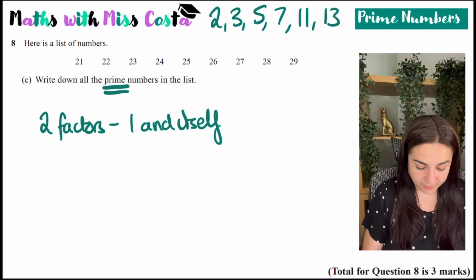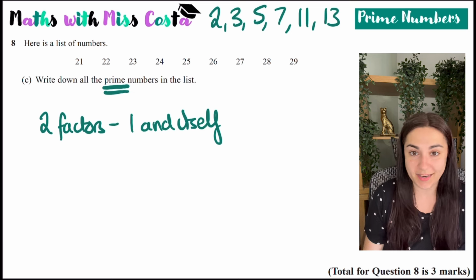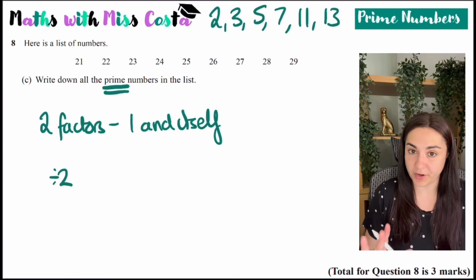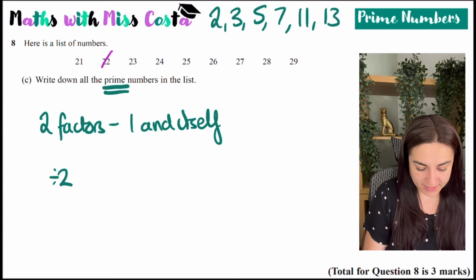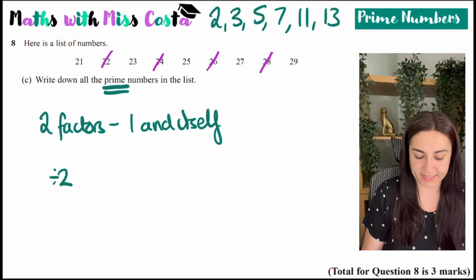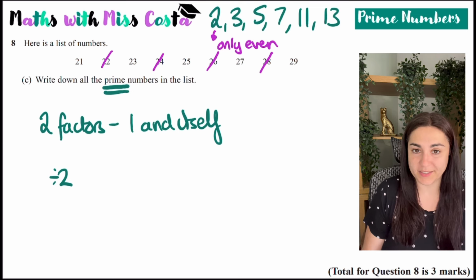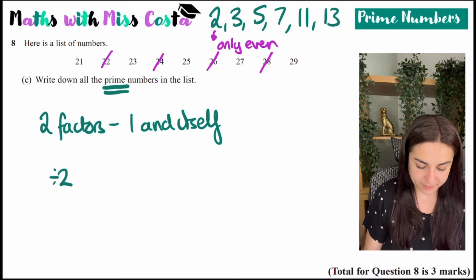And apart from 2, 2 is the only even prime number. If you can divide it by 2, it's not going to be a prime number. So I can automatically cross out all of the even numbers. 2 is the only even prime number. So if it's divisible by 2, then it's not going to be prime.